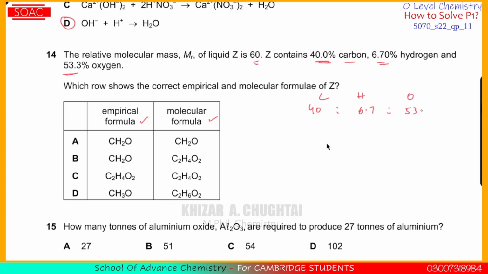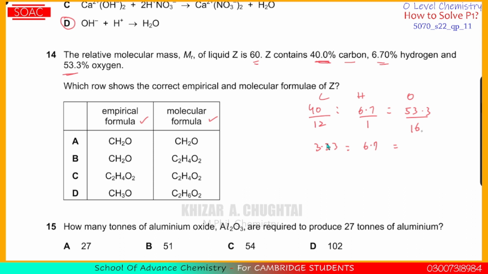Oxygen 53.3. Carbon's percentage is divided by its AR 12. Hydrogen's AR is equal to 1, and the AR of oxygen is equal to 16. So let me calculate the first one. 40 divided by 12, the answer is 3.33, and the same answer will be over here.